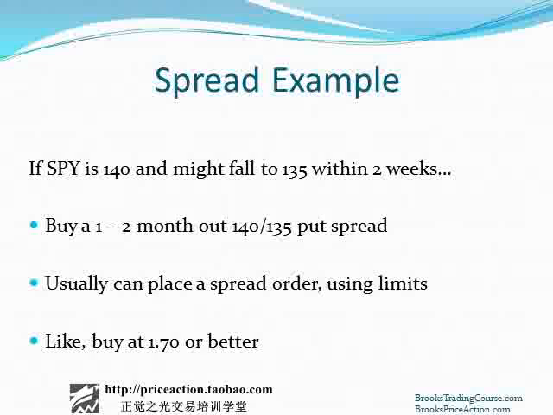Okay, let's say the SPY is at 140 and you think it probably will fall to 135. In other words, about a 4% move in the next couple of weeks. You might buy a 1 to 2 month out 140/135 put spread, and you can usually place it as a spread order. Most brokers allow you to place it as a spread order using limit orders. For example, you might buy it at 1.70 or better. So you get filled, let's say you get filled at 1.70.